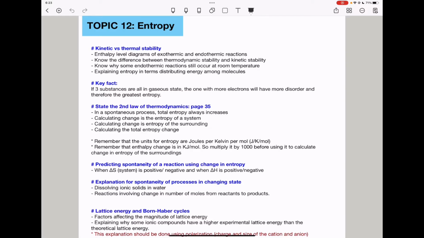So if you're calculating the change in entropy of the surroundings, you need to convert the delta H units, which are just kilojoules per mole, into joules. So you multiply the value of delta H by 1,000 in order to convert it to joules instead of kilojoules. So many students make this mistake. You have to ensure that you multiply the value given as delta H by 1,000 before you substitute it in the calculation for the change in entropy of the surroundings.